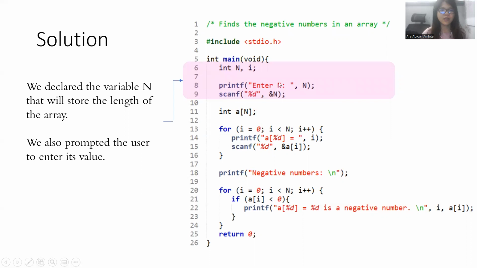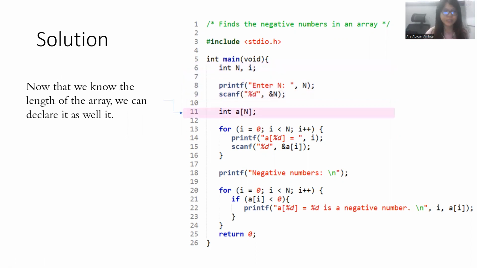First, we will be declaring a variable n that will store the length of the array. We will be prompting the user to enter its value. So we enter the value n, and then that value will be saved to the address of n. In the previous example, the user entered 5, so that 5 will be stored in the variable n.